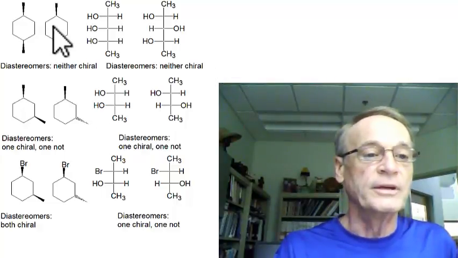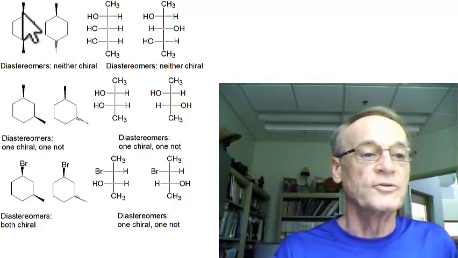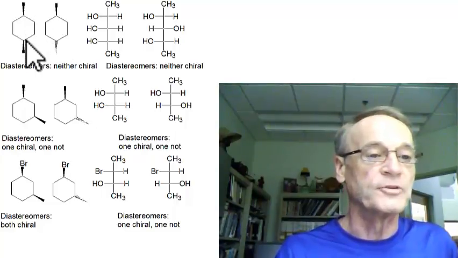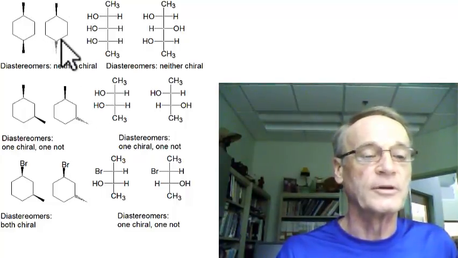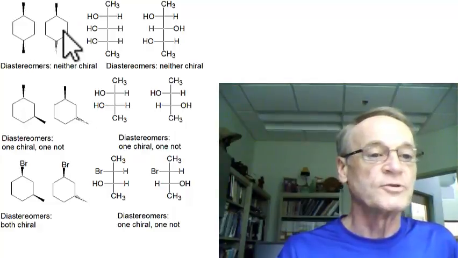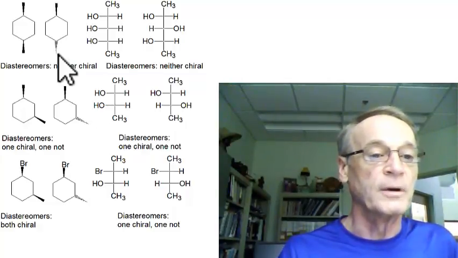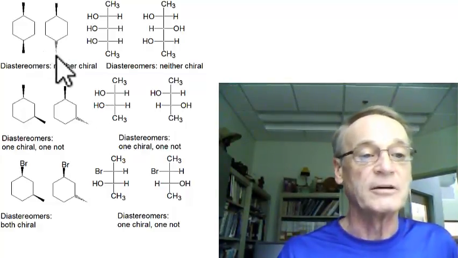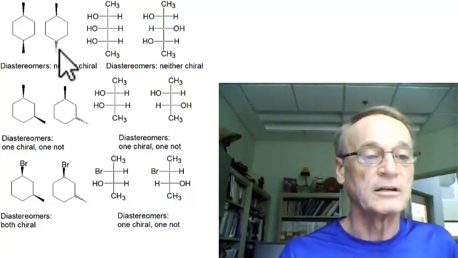So let's start with this pair of structures. This is obviously cis-1,4-dimethylcyclohexane, and this is trans-1,4-dimethylcyclohexane. Are they stereoisomers? Yep, they sure are, because they only differ by the fact that that's up and that's down. So they differ in space, not by what's connected to what.